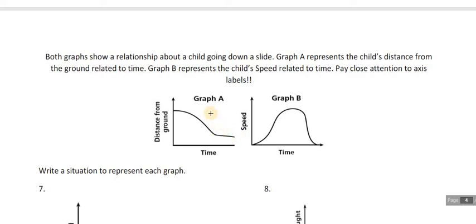Okay, for graph A. Graph B represents something completely different. It's the child's speed related to time. So when you first get on that slide, you're not moving at all. And then your speed starts to increase. You're going pretty fast, and then eventually you reach your max speed, and then towards the end, you slow down until you're at the very, very bottom. So you've got to make sure that we always pay attention to our axes labels. Super duper important.